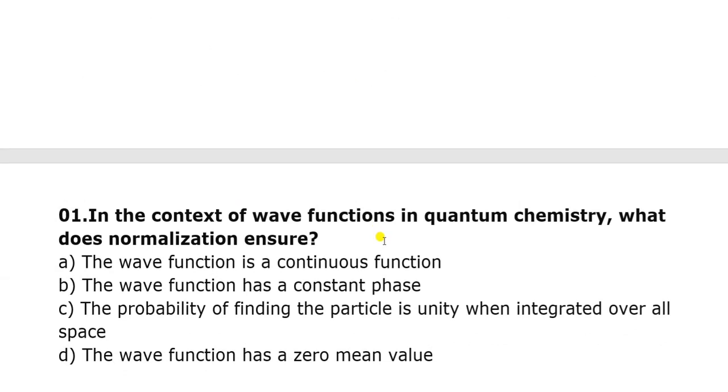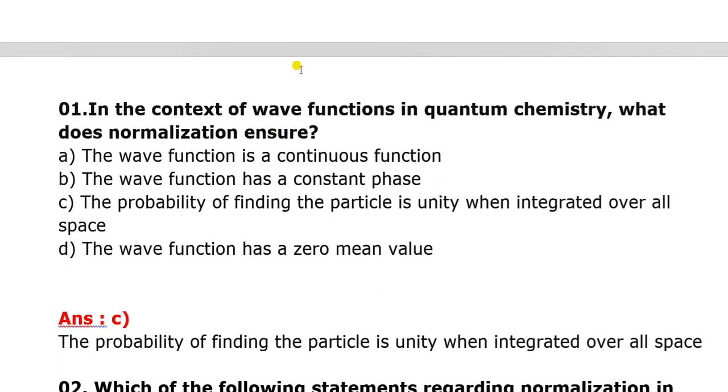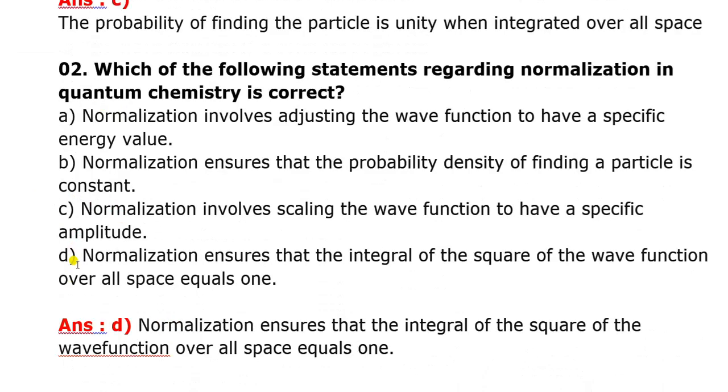To understand this, we will discuss some MCQs. The first one: in the context of wave functions in quantum chemistry, what does normalization ensure? The answer is that the probability of finding the particle is unity when integrated over all the space. The second one: which of the following statements regarding normalization in quantum chemistry is correct? Normalization ensures that the integral of the square of the wave function over all space is equal to 1.